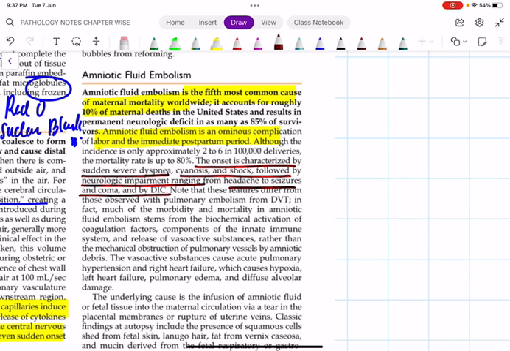What will happen? The amniotic fluid, which is normally present around the fetus, will rupture during the time of delivery. Sometimes this may reach the maternal circulation through the uterine vessels. The mother may present with severe dyspnea, cyanosis, shock and neurological impairment. This is what we call amniotic fluid embolism.